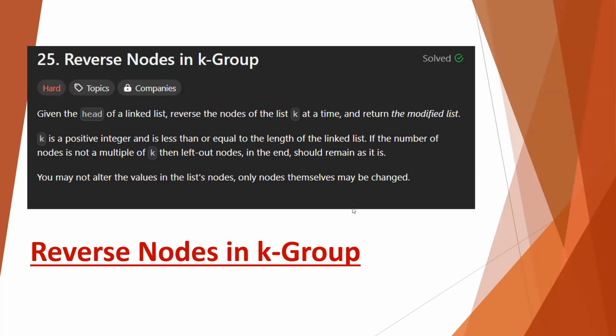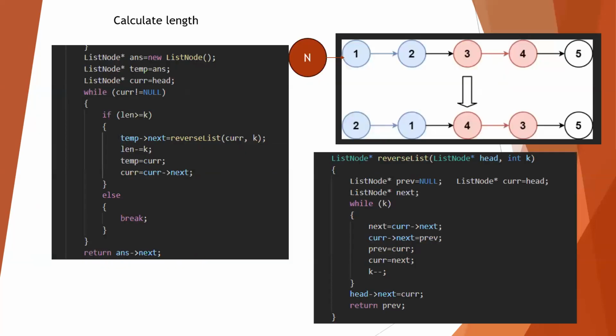Let's get started. So guys, today our question is reverse nodes in K groups. We are given a linked list of some length and an integer K, and we need to reverse nodes in K order, that is K nodes at a time. If there are any nodes left after considering all the multiples of K, then we have to leave them as they are. So let's see how we can do that.